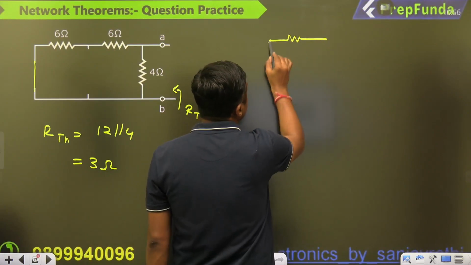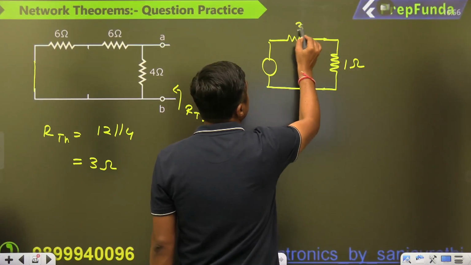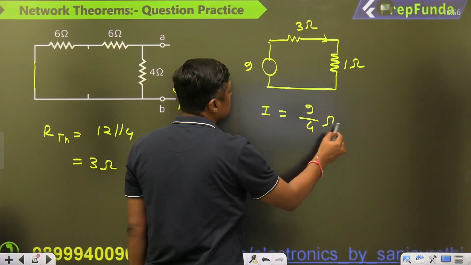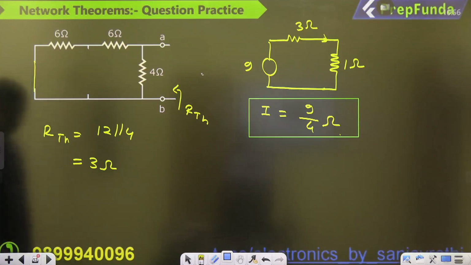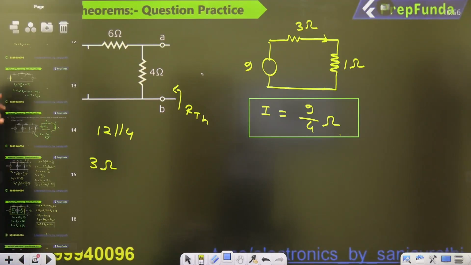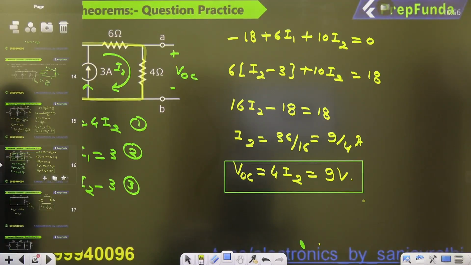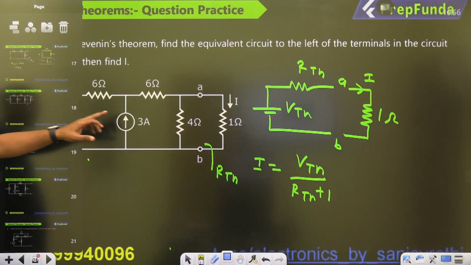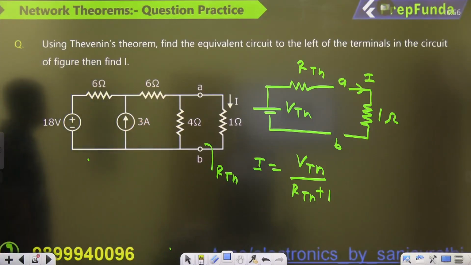What is the current across the 1 ohm resistor? The current will become 9 by 4 ampere. So this is the Thevenin's equivalent. You had to find the current through the 1 ohm resistor. So finally get the VTH and RTH, then connect the 1 ohm resistor and you will get the value.